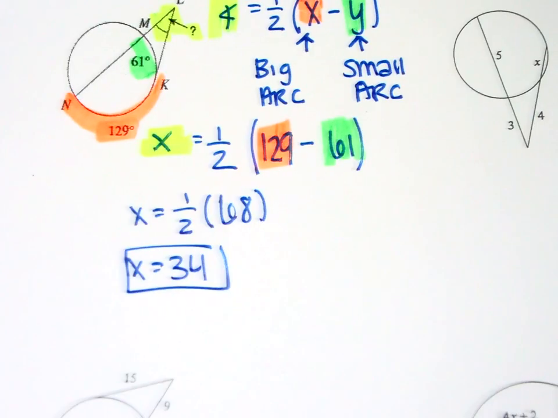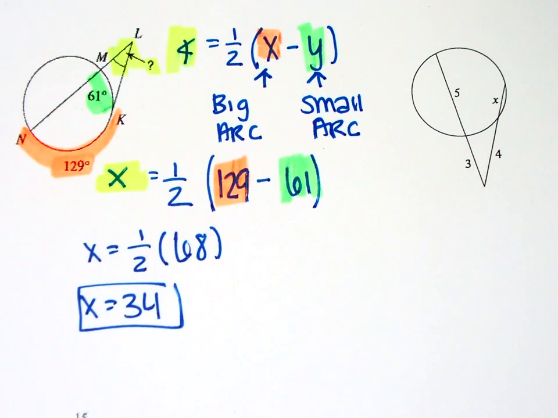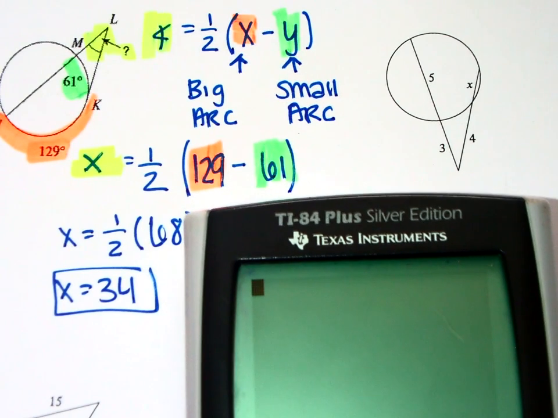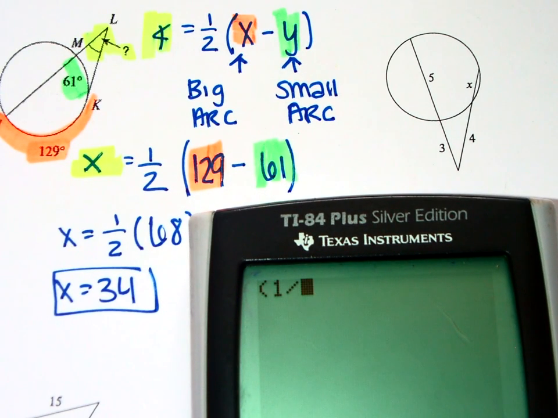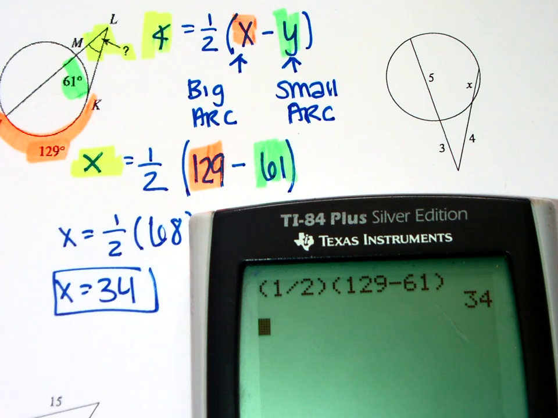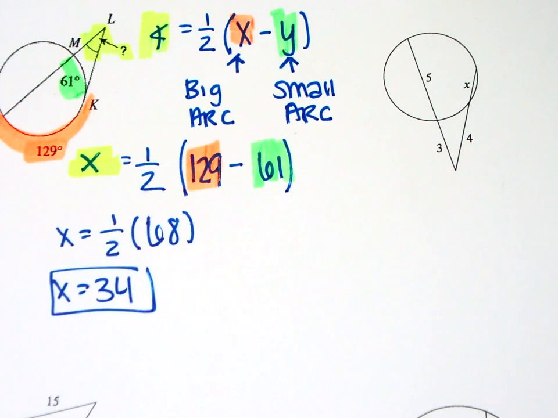Again, you can type this straight into your calculator as long as you are putting everything in parentheses the right way. It is perfectly fine. So let's test it. I'm going to do 1/2 in parentheses, then parenthesis 129 minus 61 for an answer of 34. So it does match up. Be very, very careful though. It's big arc minus small arc.